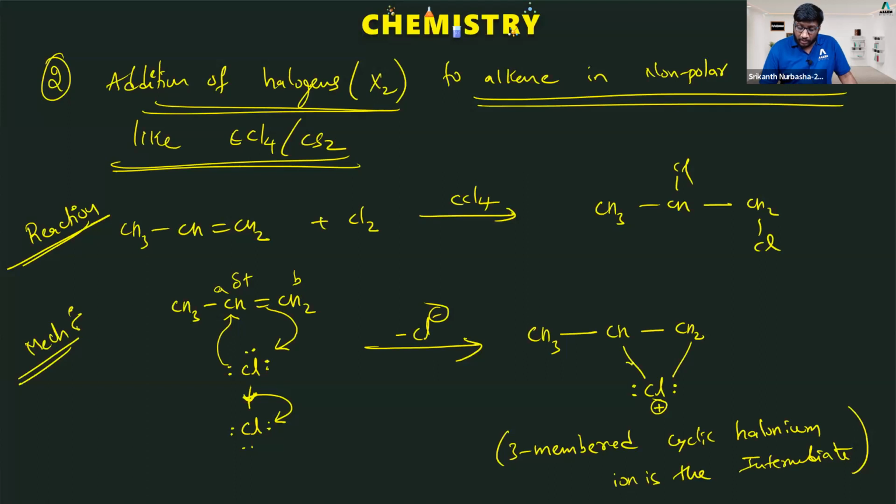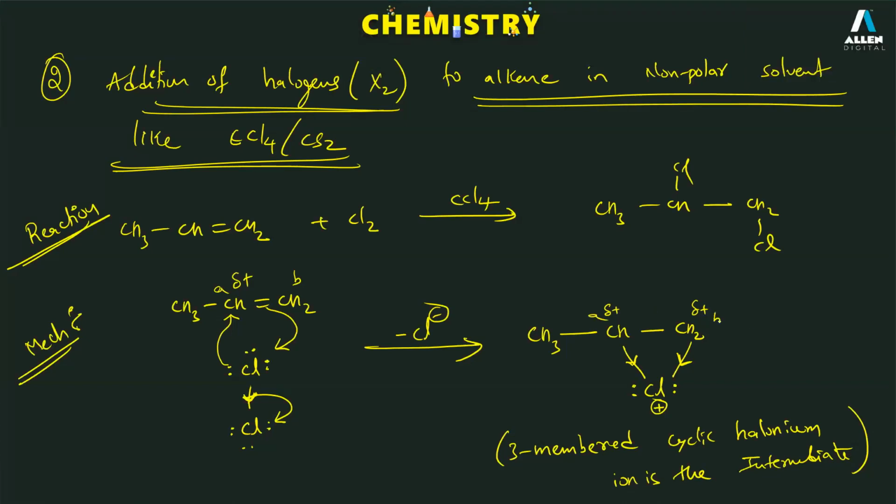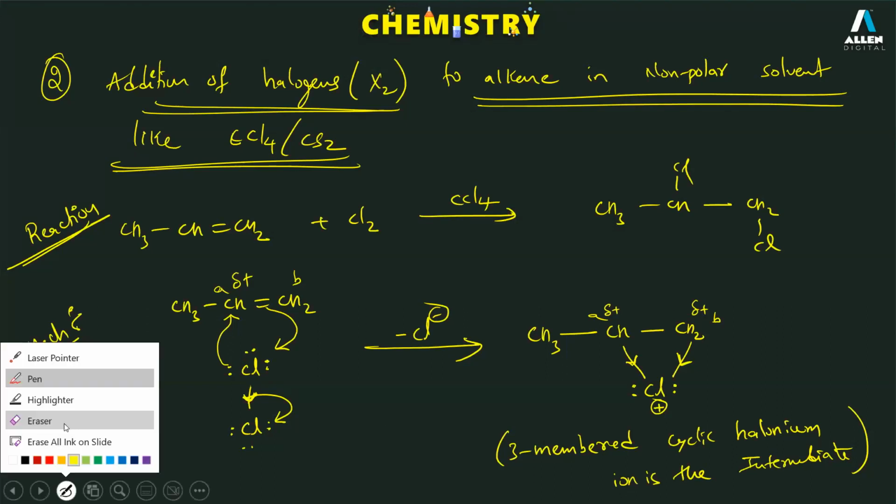Now look at this carbon chlorine bond. This electron density is moving. This electron density is also moving. So the carbon chlorine bond electron density is moving towards chlorine to neutralize the positive charge on carbon. So this carbon has delta positive, this carbon also has delta positive. Delta positive on which carbon is more stable? A, because it resembles a 2-degree carbocation.